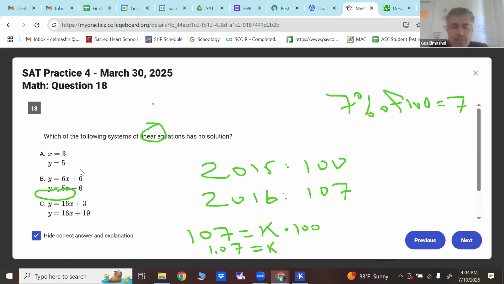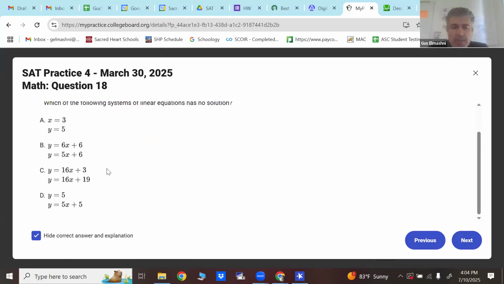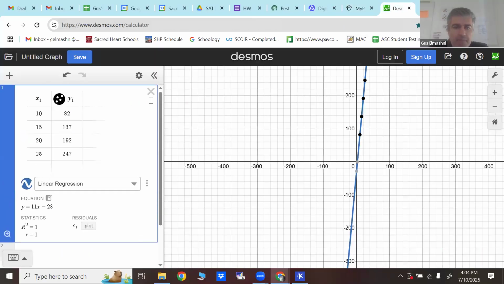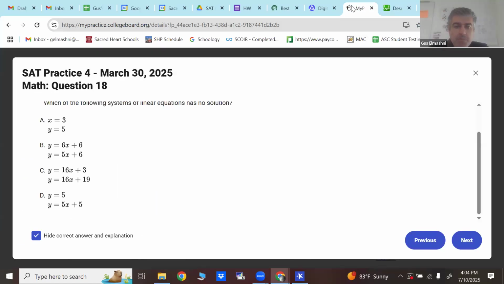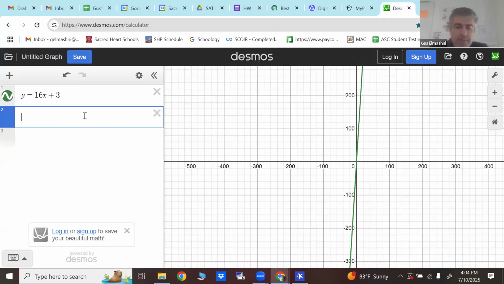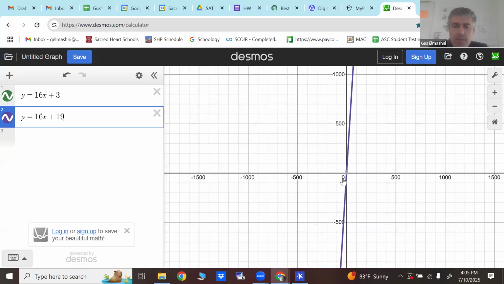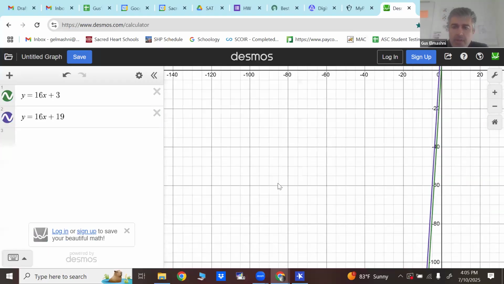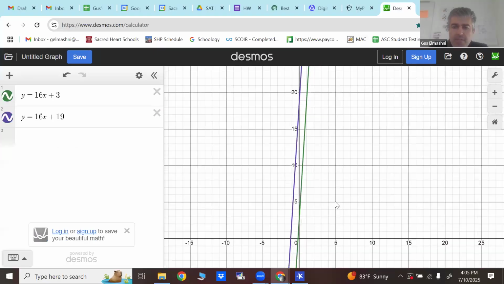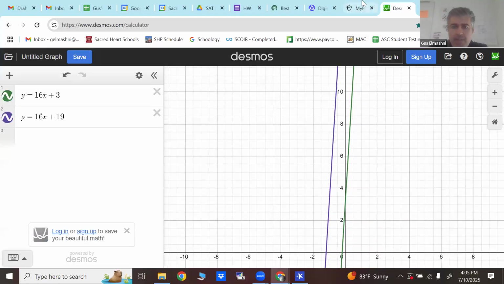You could use Desmos here. If you want no solution, that means you want the lines to never touch. I mean, I hope you can see it's C because they have the same slope, but if you wanted to, you could just do y equals 16x plus 3 and 16x plus 19. So I should zoom in a bit more. Yeah, you can see these lines don't touch. And so yeah, you could do that if you want.